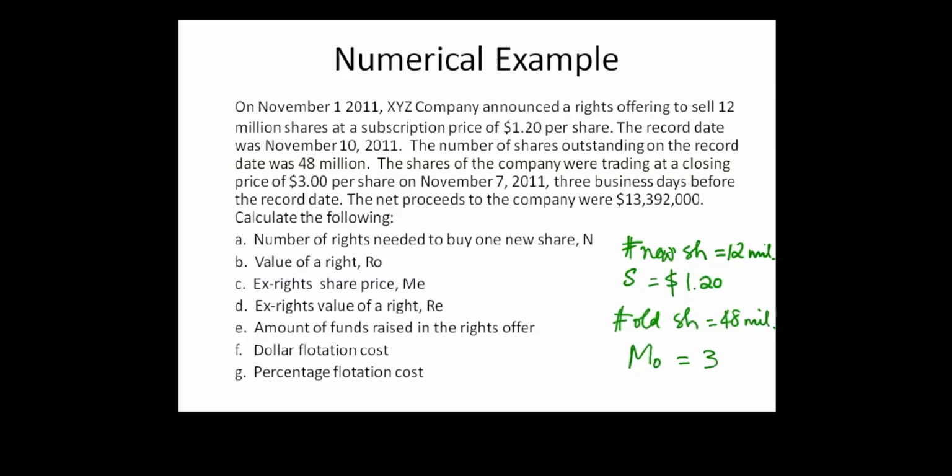The net proceeds from the rights offer is 13,392,000. So then we are asked to find N, R naught, M, E, R, E, and the dollar amount raised, the dollar flotation cost, and percentage flotation cost. Well, it might look like they're asking for a lot, just given like 5 variables that we have here. But it is not impossible. It is, in fact, very possible. So let us move on.